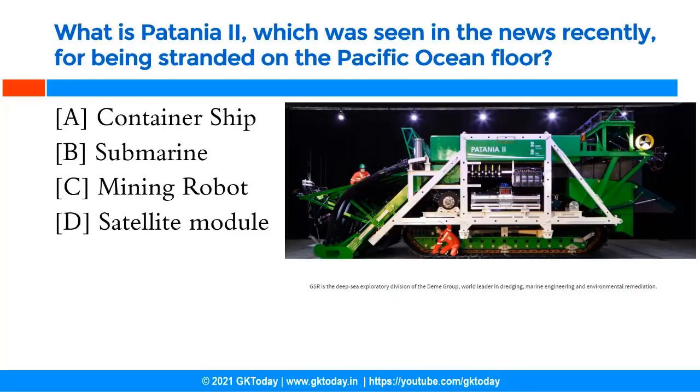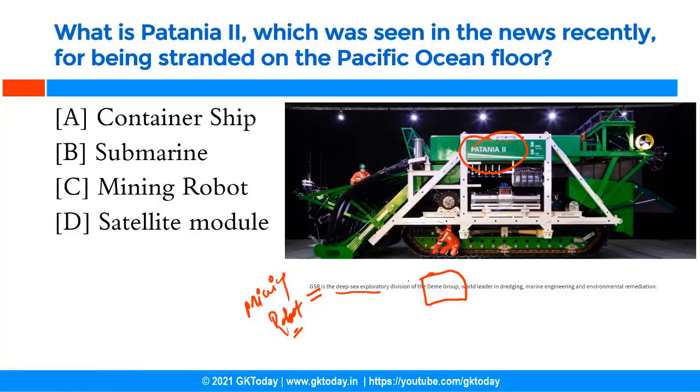Next question is, what is Patania 2, which was in news recently for being stranded on the Pacific Ocean floor? So it is a mining robot. Name is Patania 2. So it is a seabed mining robot which was being tested on the floor of Pacific Ocean, and it is being tested by GSR. What is GSR? It is a deep sea exploration company and it is a part of DEME group.